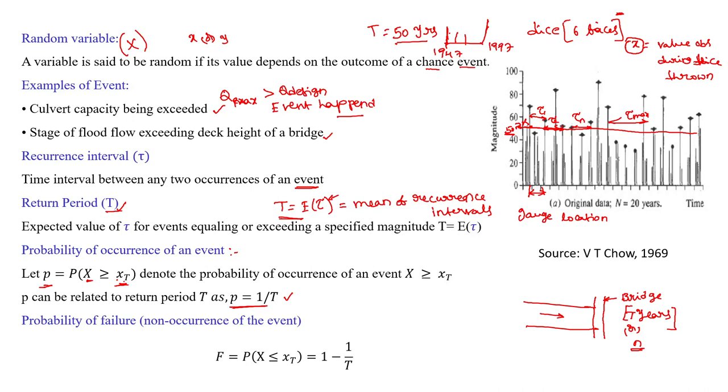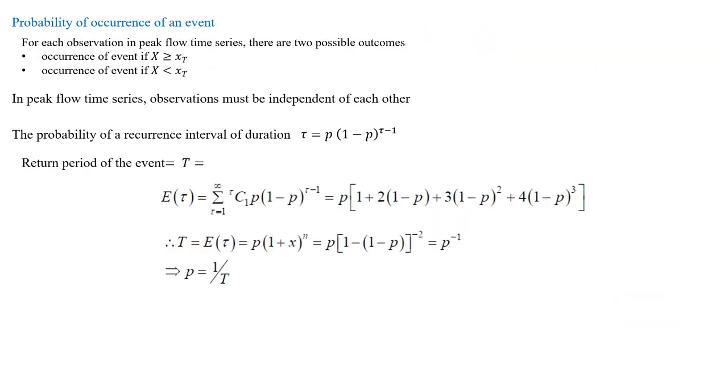Another way is that by observing the data we can also calculate it empirically. That is also possible. So this is the probability of occurrence of an event. Similarly we can calculate the non-occurrence of an event. As we know, the total probability will always be equal to 1. So F equal to probability of X less than or equal to xT, equal to 1 minus 1 by T. This is an important equation. Okay, so let's look at more details about it: how we can calculate the probability of occurrence of an event.